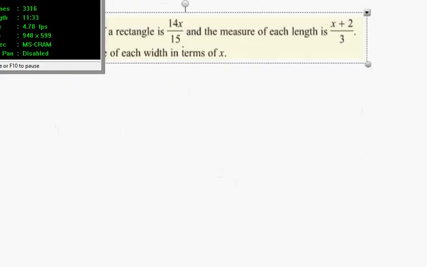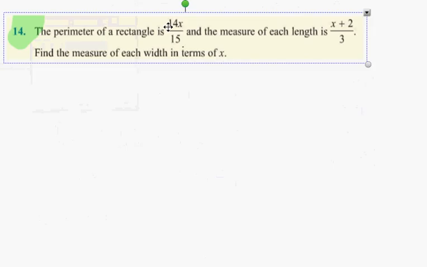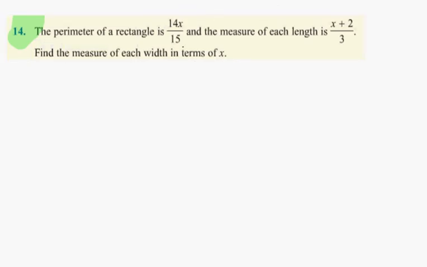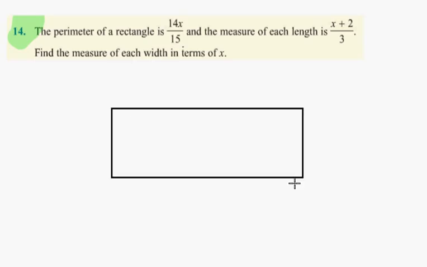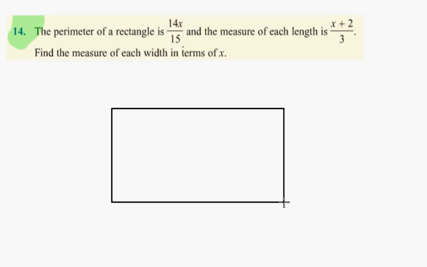Okay, and third, this is the perimeter of a rectangle. The rectangle is the following. The rectangle has a perimeter of 14x over 15. The lengths are x plus 2 over 3, so this is going to be x plus 2 over 3, x plus 2 over 3. This here is the width, that's the width.